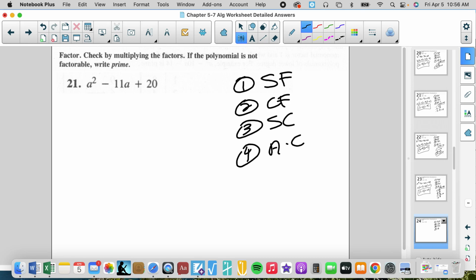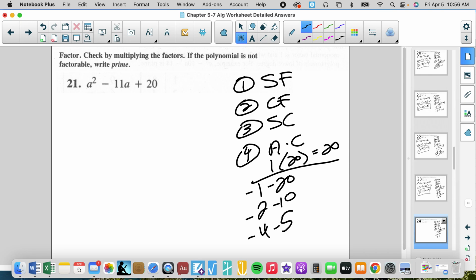Standard form, common factor, special case, A times C, 1 and 20, 2 and 10, 4 and 5. You see how you start getting better with your factor pairs too, and your times tables. This really does help you with that. Negative 11, prime, at least they gave us a prime one.